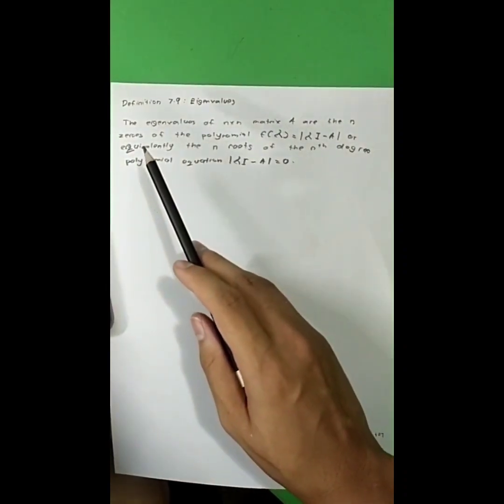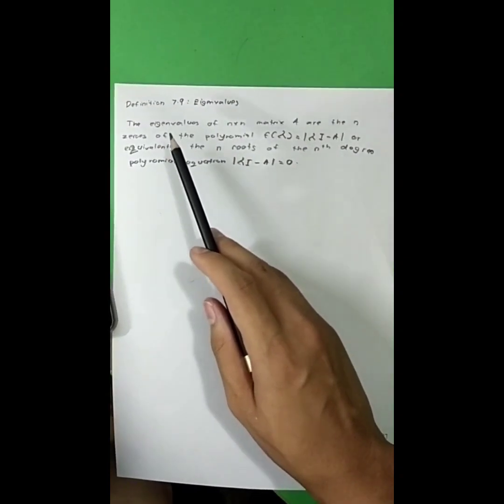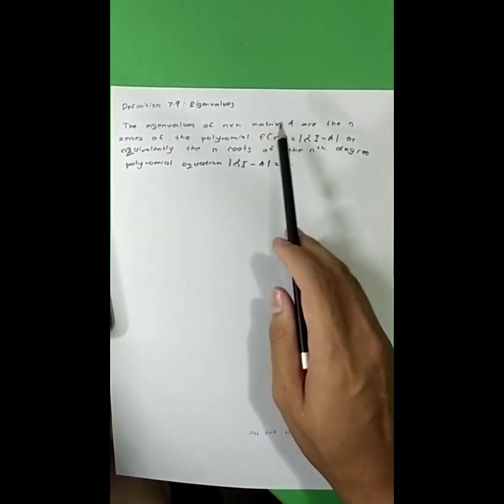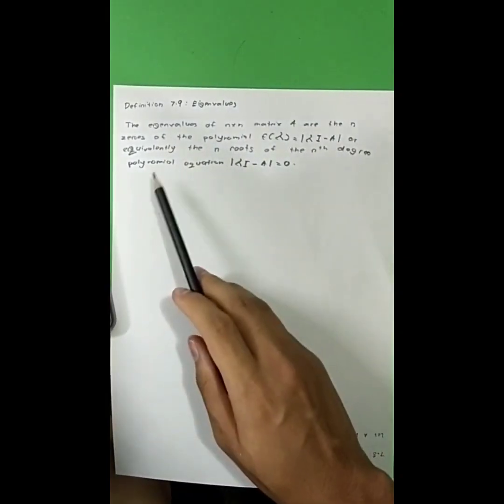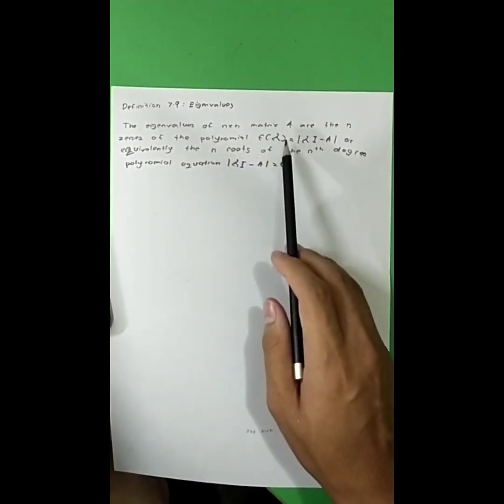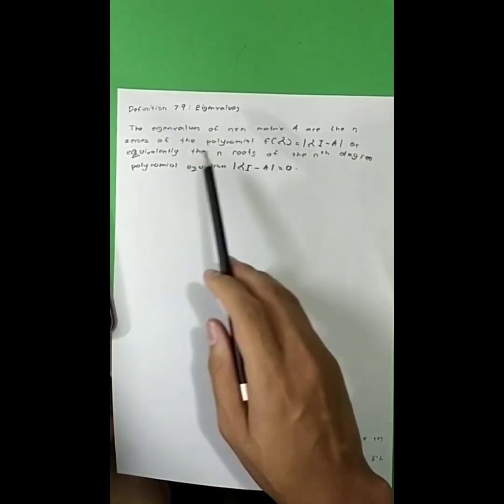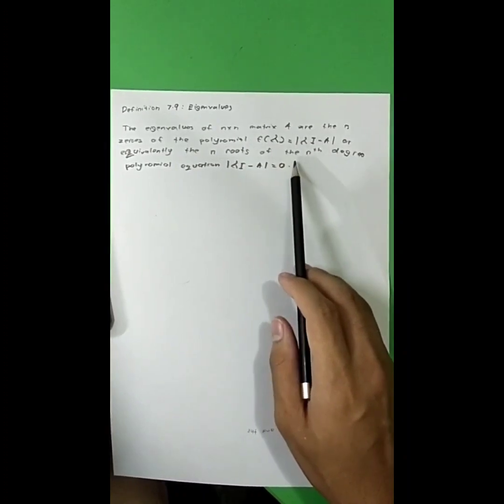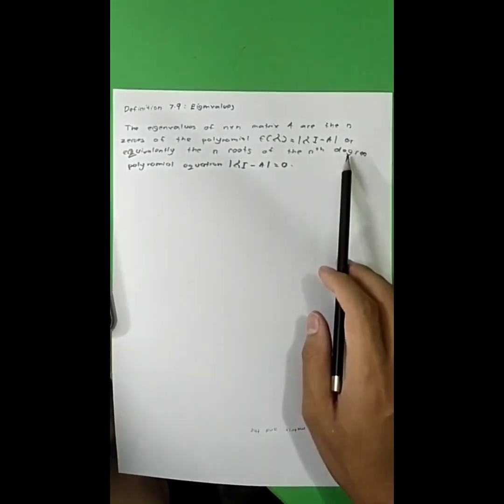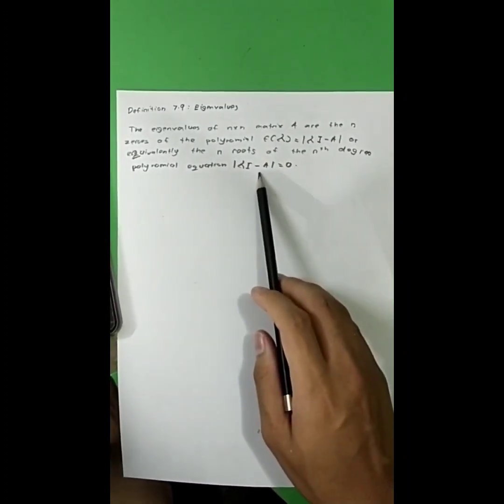The definition for the eigenvalues is: the eigenvalues of an n times n matrix A are the n zeros of the polynomial with this formula, or equivalently the n roots of the degree n polynomial equation, this equation.